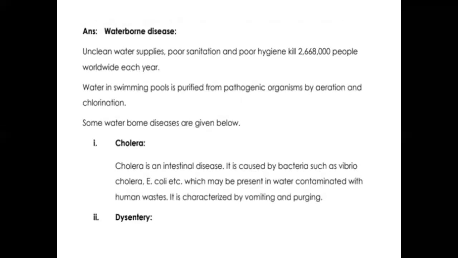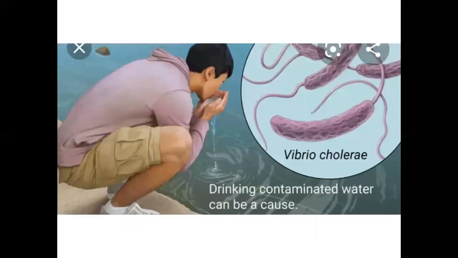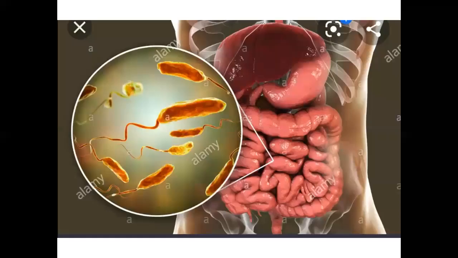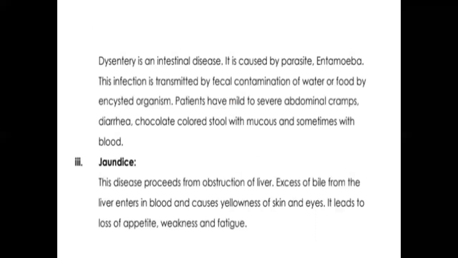Second problem is dysentery. Dysentery is again caused by contaminated water. It is an intestinal disease caused by parasites and amoeba. This infection is transmitted by fecal contamination of water or food by encysted organisms, or you can say parasites. Patients have mild to severe abdominal cramps, cramps meaning pains, diarrhea, chocolate colored stool with mucus and sometimes with blood.